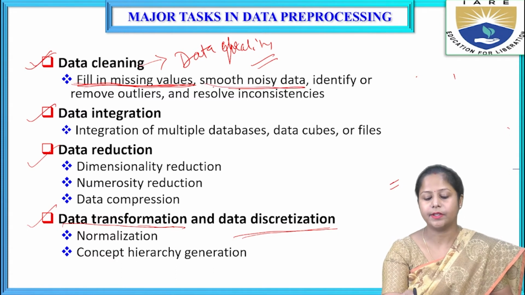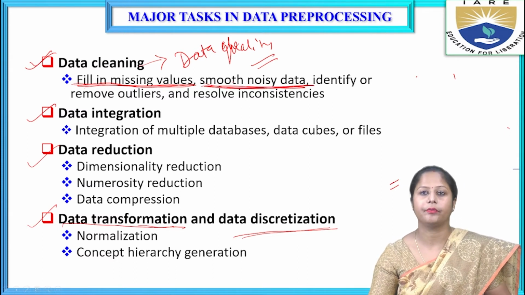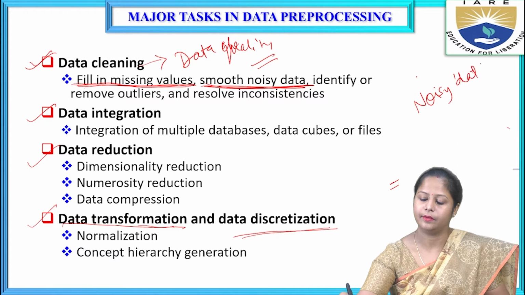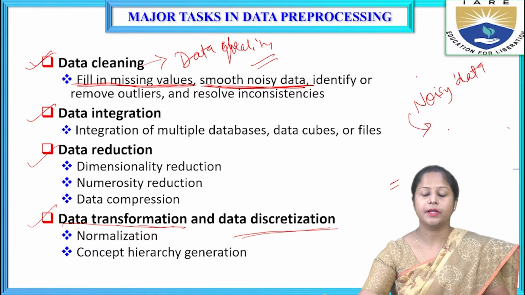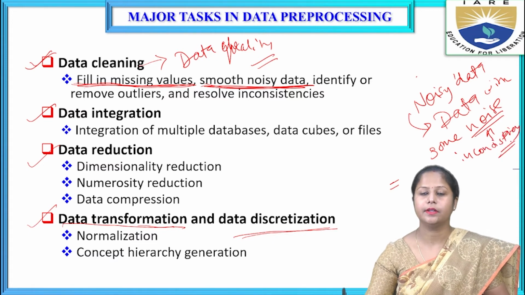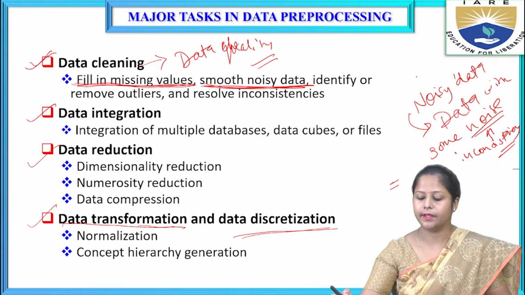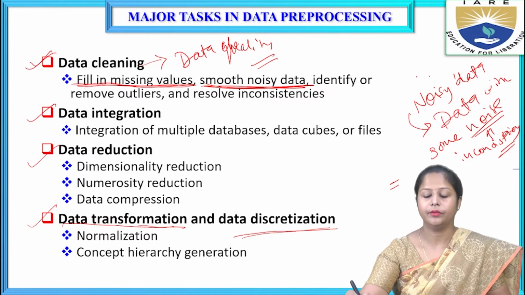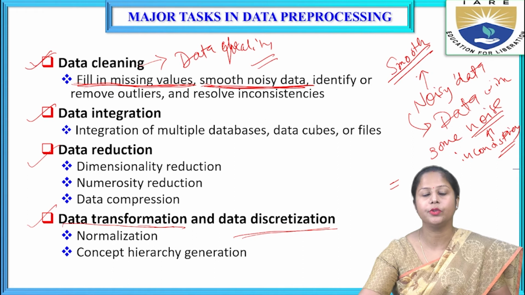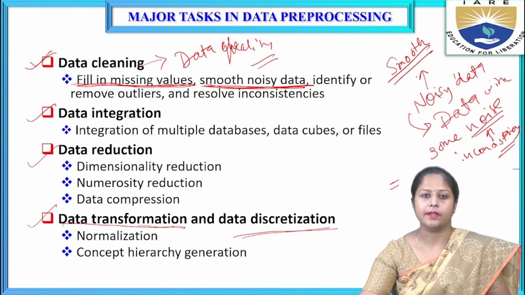Next is smooth noisy data. So what is this noisy data? Noisy data is nothing but data with some noise, data with inconsistency. That type of data we have to smooth. So we also have some methods to smooth that type of noisy data.